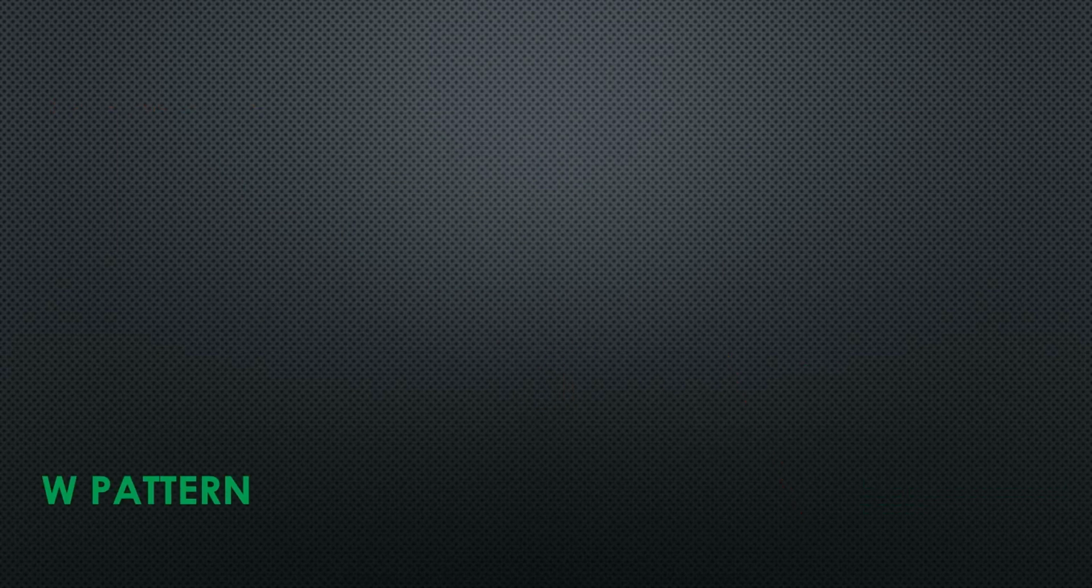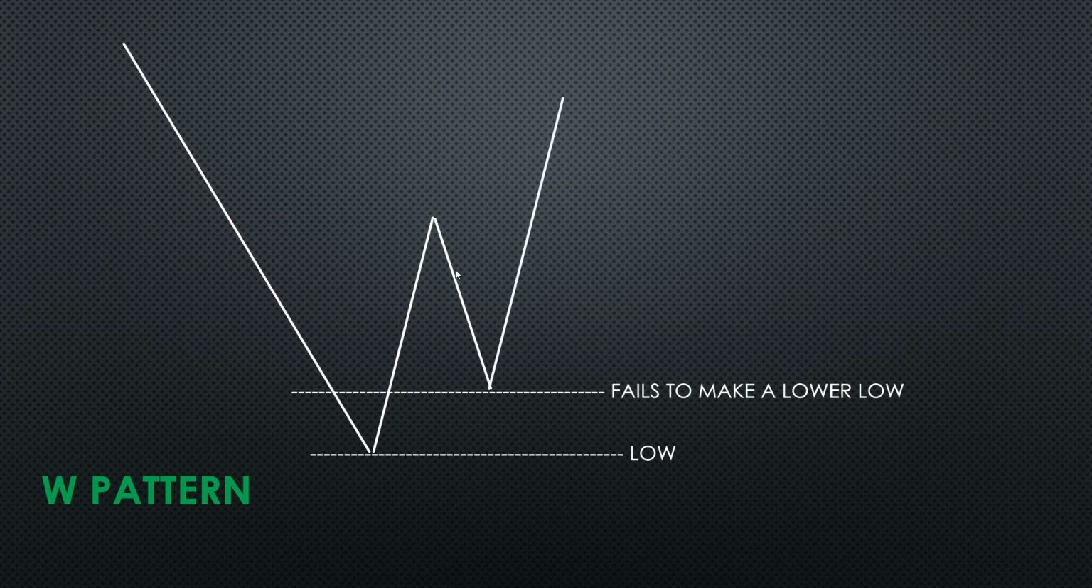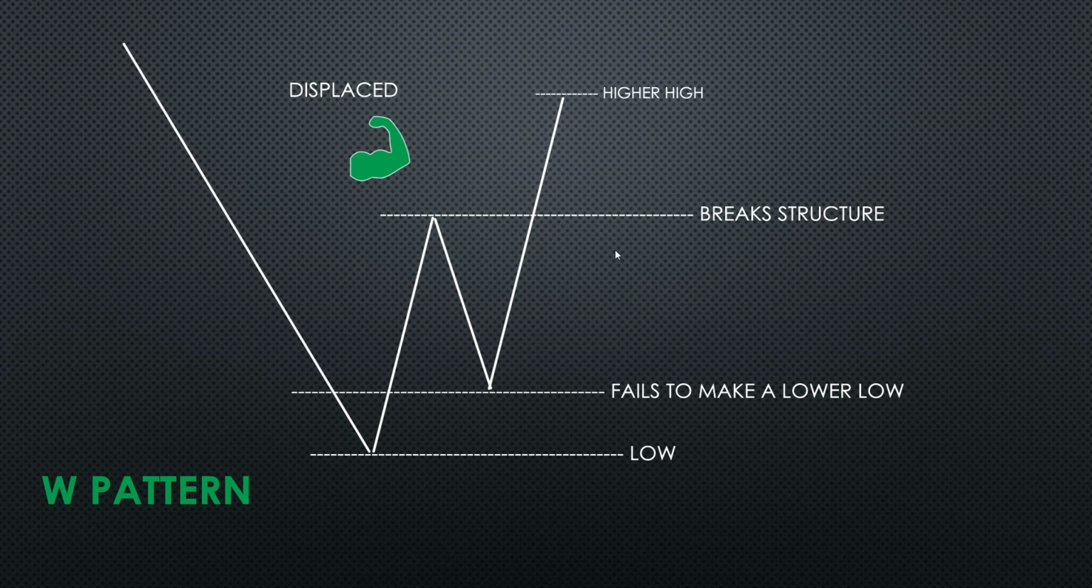If we want to long the market, I'm looking for a W pattern. So the market is going to give us a low, give us a lower high, tries to break this low, fails to make a lower low, and suddenly breaks structure to the upside, breaks it with displacement, or displaced above it, giving us a higher high. Wait for the retracement, enter, and ride the momentum up.